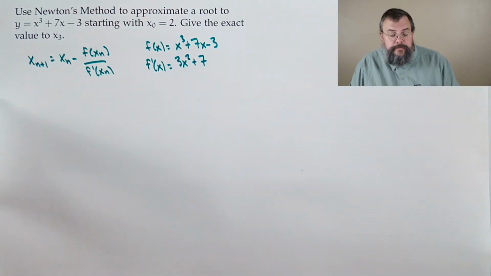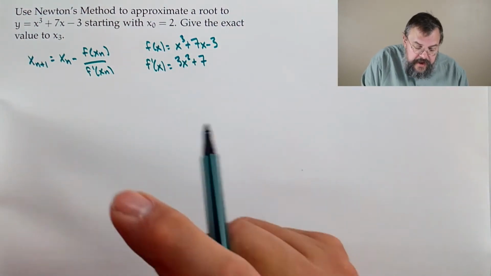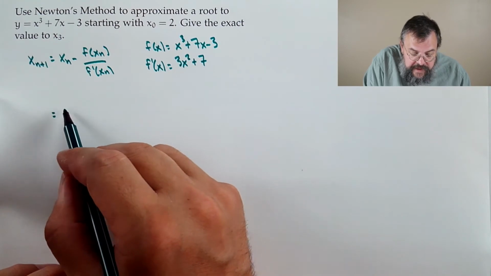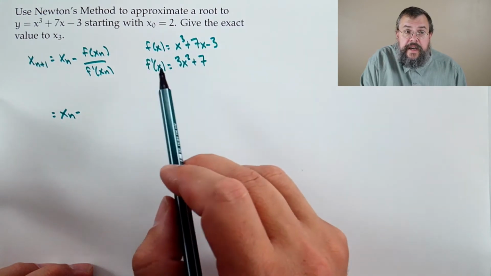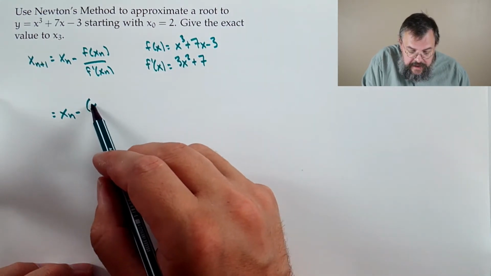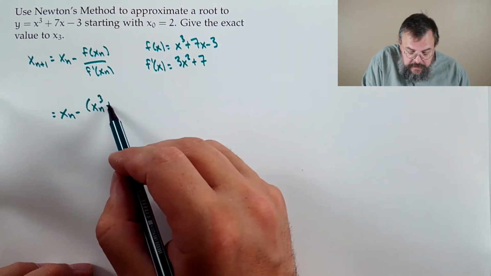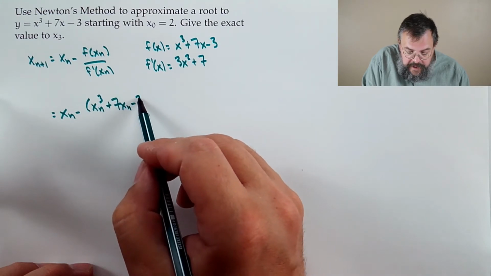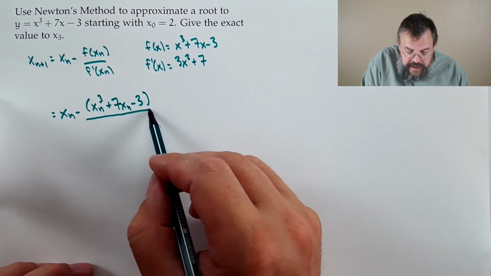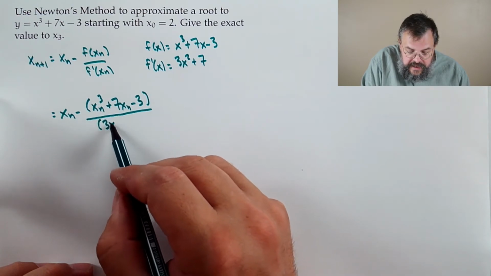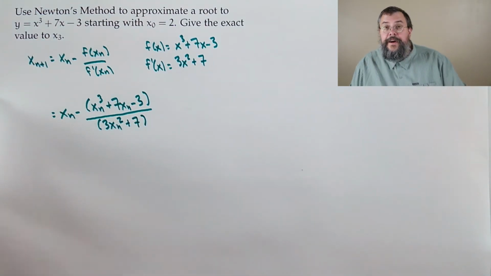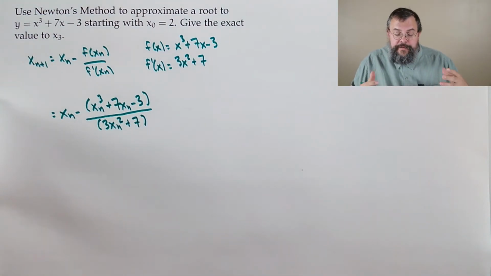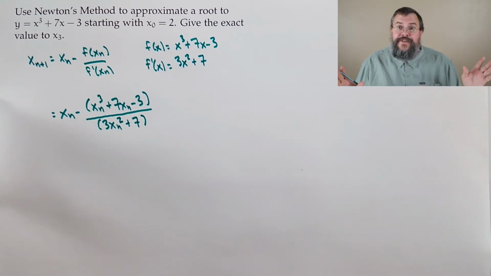All right. So here we go. That would be xn. Now, I'm going to take our function and replace all the x's by xn's. So xn cubed plus 7xn minus 3. Divide that by, downstairs, 3xn squared plus 7. All right, now we have our expression. From here we could start. In fact, you wouldn't get the wrong answer if you started here.